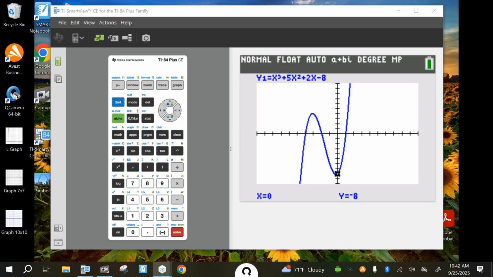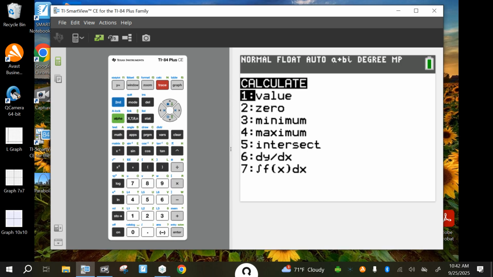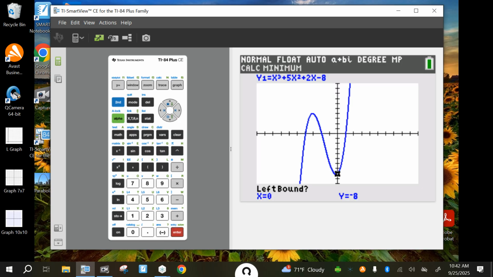Now, we are not going to estimate if it gives us a formula. We are going to use the functions on our calculator. So, second trace, go down to option 3, which is minimum. Now, what you want to do for this one, you can type in numbers or you can move your cursor. About there's the minimum, so I'm just going to move mine somewhere to the left and hit enter. And then you move your cursor to the right, hit enter, and enter on guess.